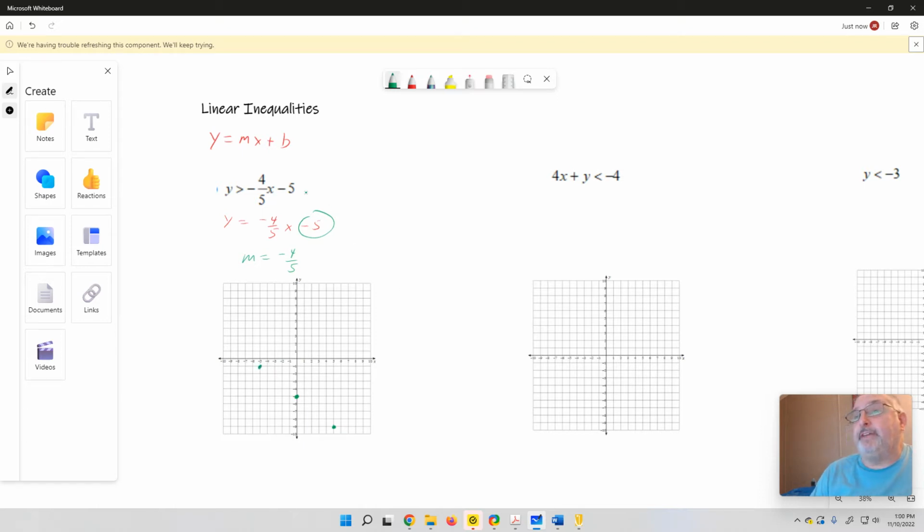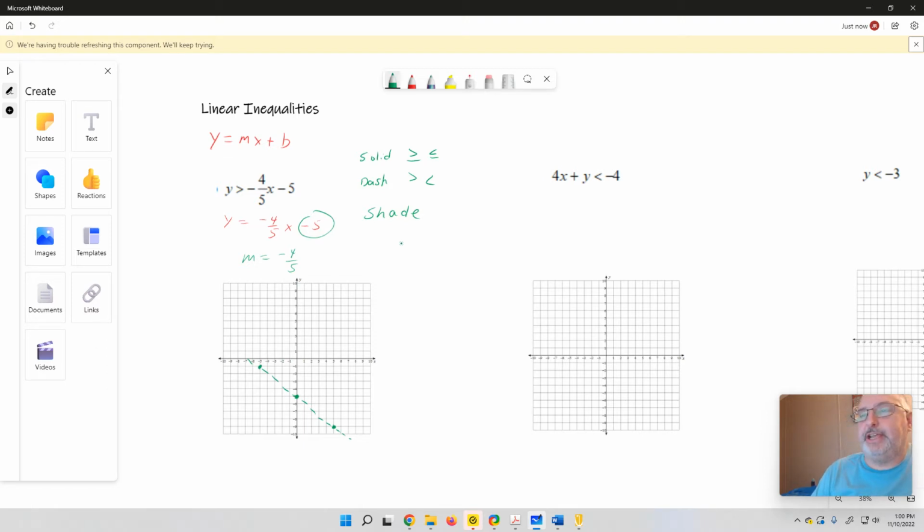Now, I have to decide whether to use a solid or dashed line. The solids are these two inequality symbols. The dashed are these two. Since this one is a greater than inequality, it's a dashed line, so I'm just going to dash a line there. And then I need to determine which side to shade. So this is a 3-step process: deciding how to graph, deciding which line to use, and then where to shade.